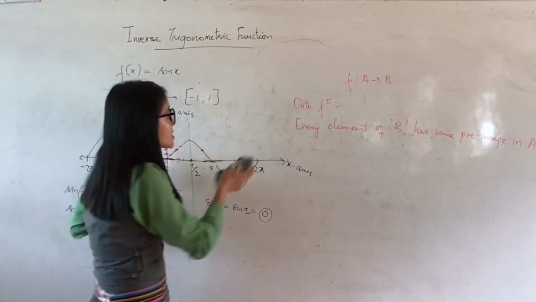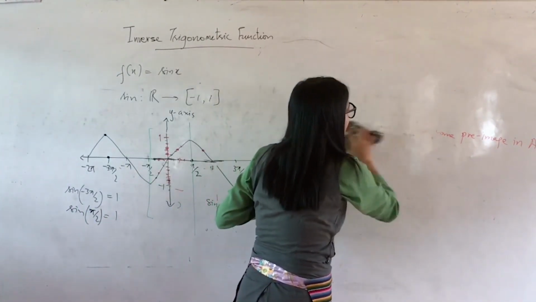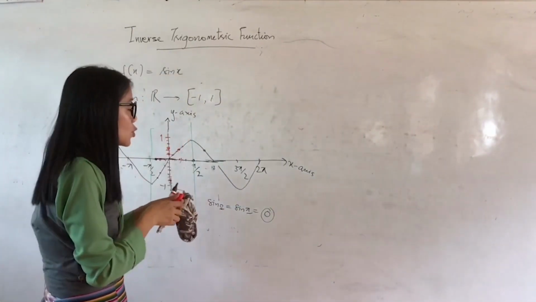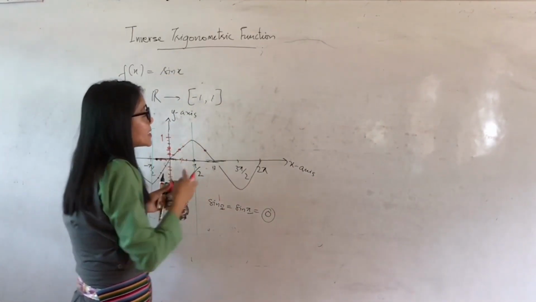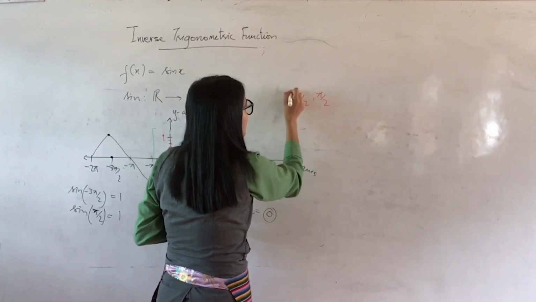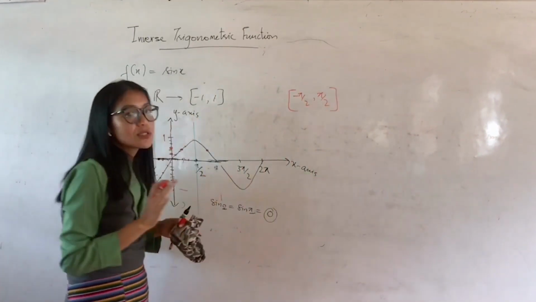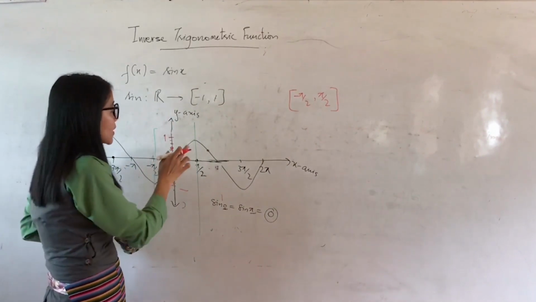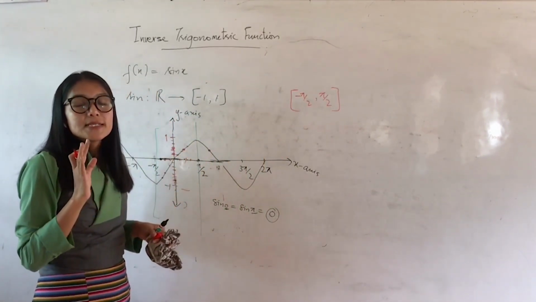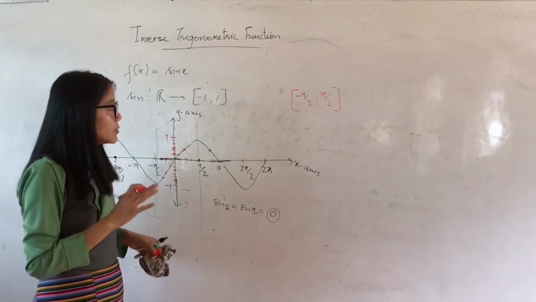Now I'm going to list all the intervals. You will get so many such intervals in which sine is bijective. One of the intervals we got is negative pi by 2 to pi by 2. Now the interval is a closed interval, you have to remember. So this is one interval in which sine inverse can be found, right?